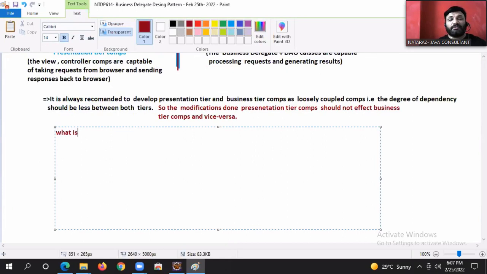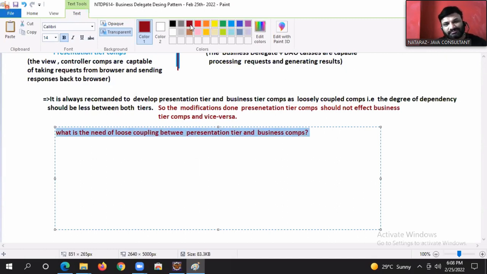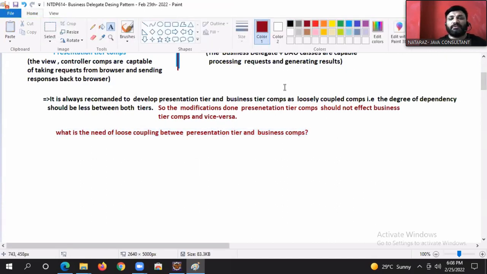What is the need of loose coupling between presentation tier and business tier components? Are you comfortable, my dears? Got the clarity, guys?